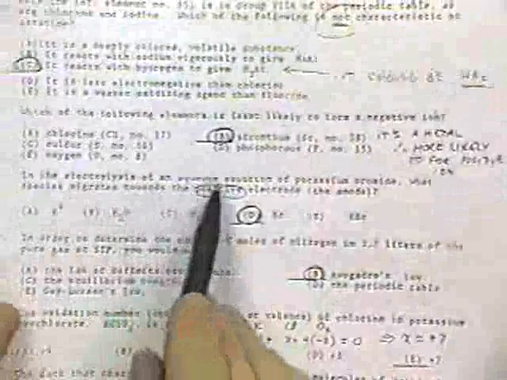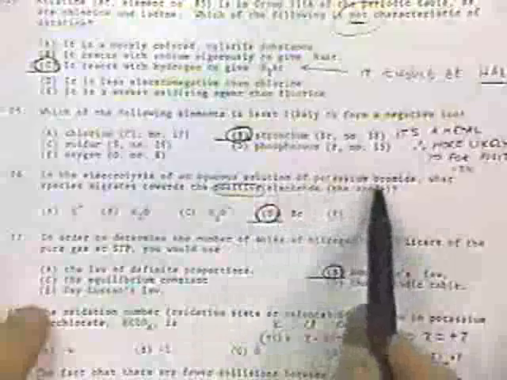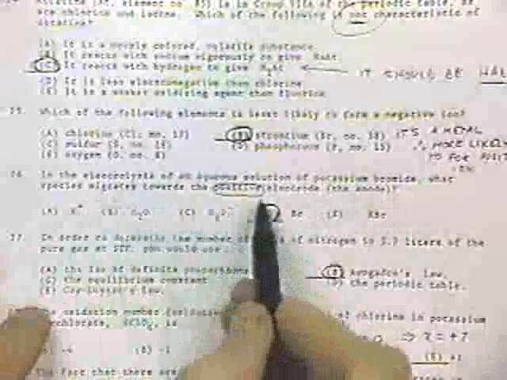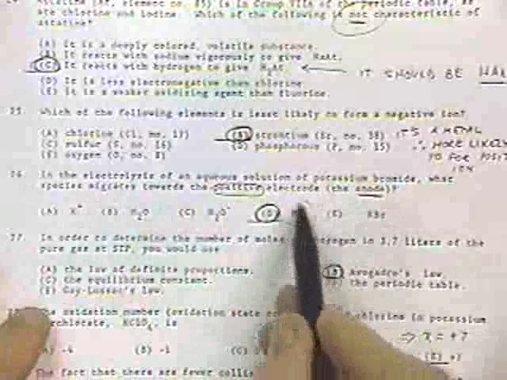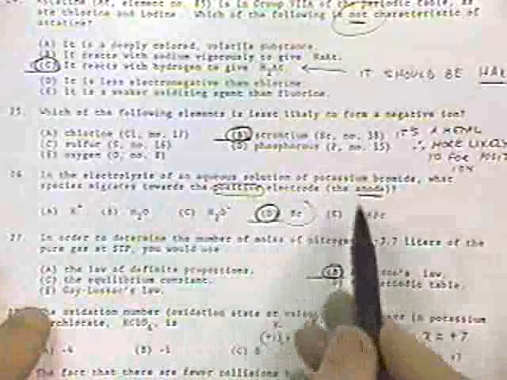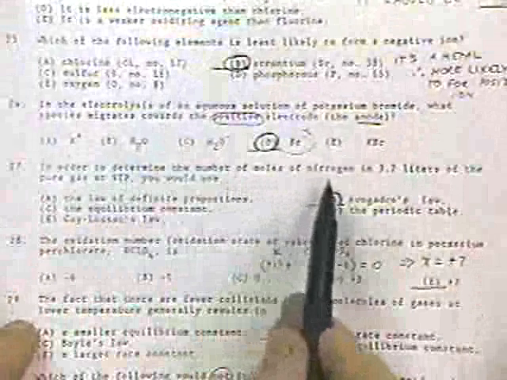Let's see. Here we're going to electrolyze an aqueous solution of potassium bromide. What species migrates towards the positive electrode, that is the anode? Well, the bromine has a negative charge, so it's going to be attracted there. In order to determine the number of moles of nitrogen in 3.7 liters at STP, you'd use Avogadro's law.